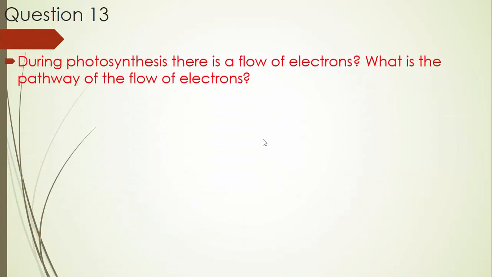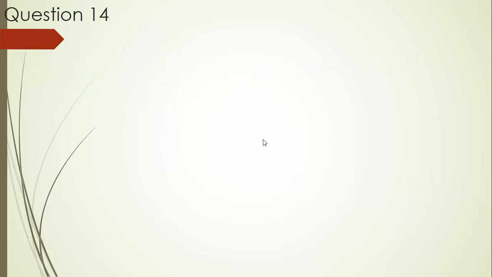All right, number 13, during photosynthesis, there's a flow of electrons. What is the pathway? It goes from water to NADP plus and into the Calvin cycle. That is the flow of electrons. The H2O is a starting point. We said we water plants because they supply the high energy electrons. NADP plus is a special electron carrier that it needs because the electrons are highly reactive, and it goes into the Calvin cycle so it can then make the sugar that the plant uses.